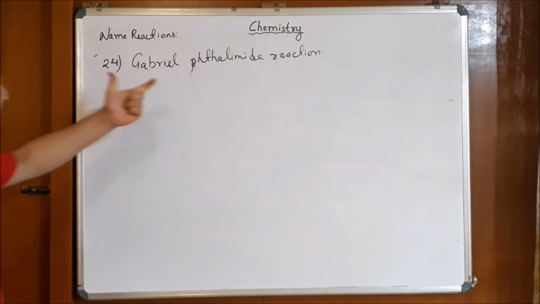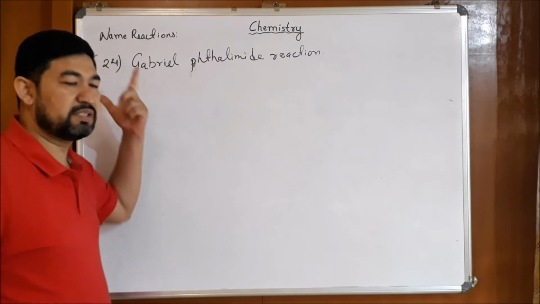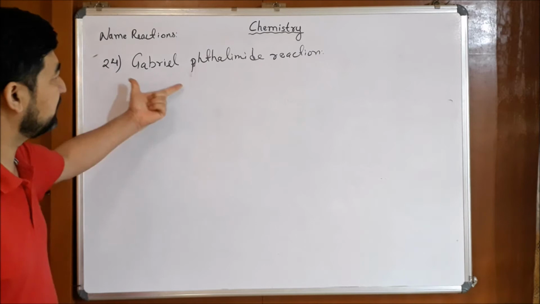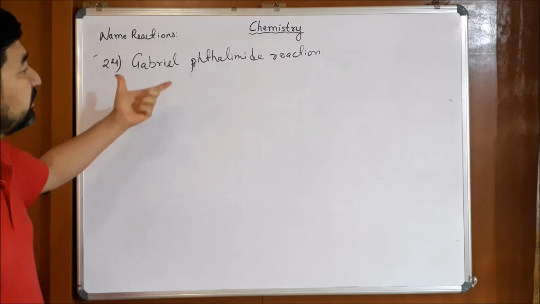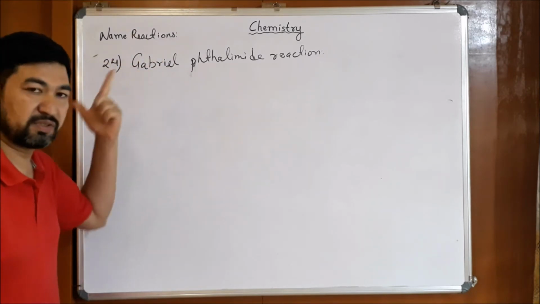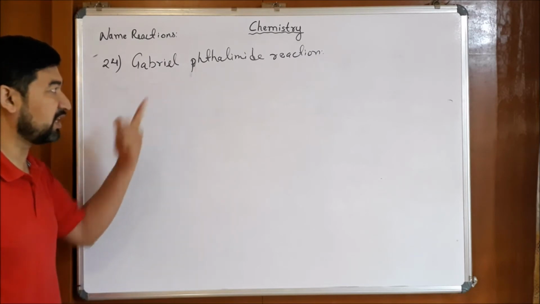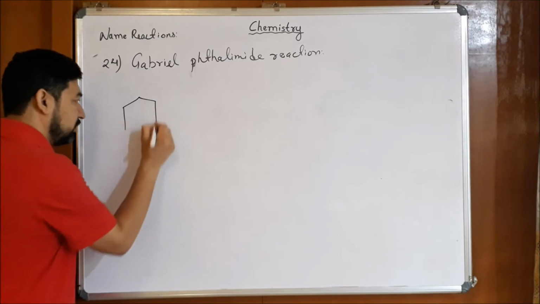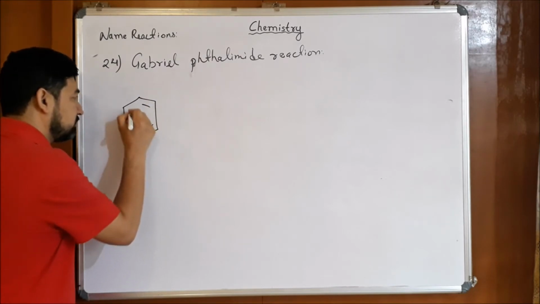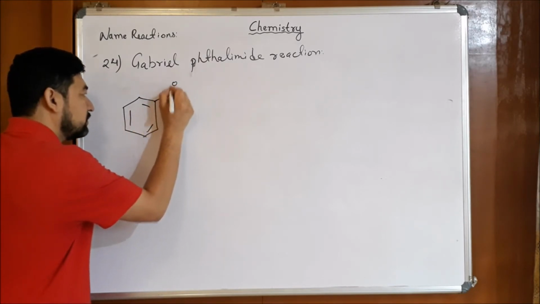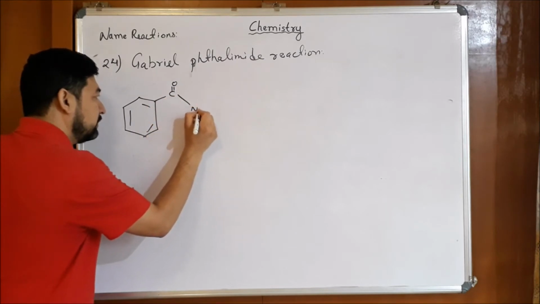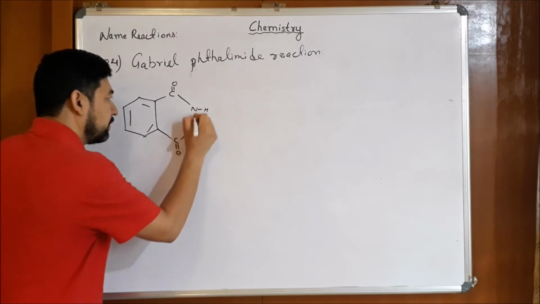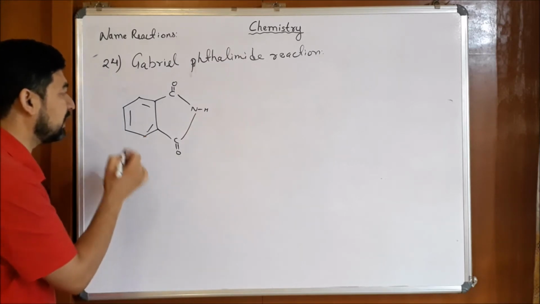The next reaction is the Gabriel Phthalimide reaction. This reaction is basically used for the preparation of primary amine. Since the yield is very good, we prefer this reaction for the preparation of primary amines. The starting compound is phthalimide. It's quite easy: C double bond O and H, the same group here. So this is our phthalimide.